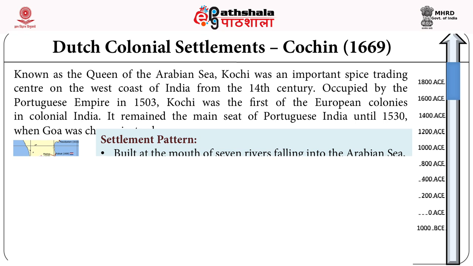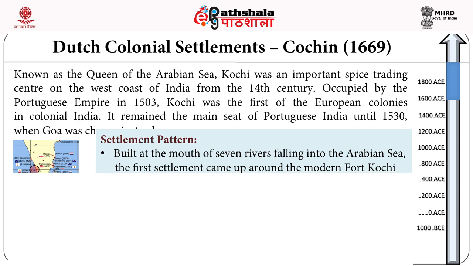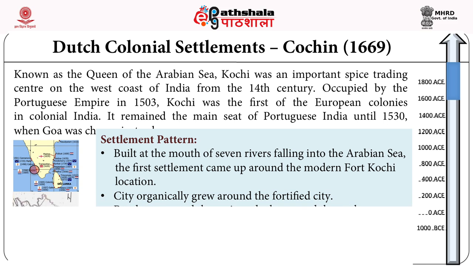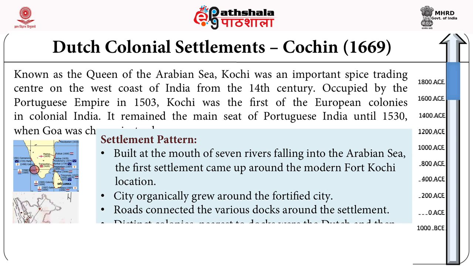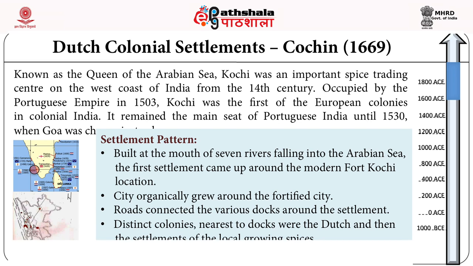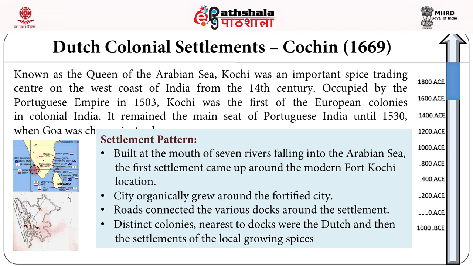Known as the Queen of the Arabian Sea, Cochin was an important spice trading center on the west coast of India from the 14th century. Occupied by the Portuguese Empire in 1503, Kochi was the first of the European colonies in colonial India. It remained the main seat of Portuguese India until 1530, when Goa was chosen. Built at the mouth of seven rivers falling into the Arabian Sea, the first settlement came up around the modern Fort Kochi area, as we all know. The city organically grew around the fortified part. Roads connected the various docks around the settlement, and distinct colonies near the docks were the Dutch and then the settlements of the local growing spices came up.